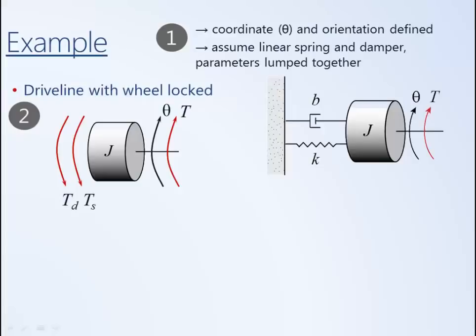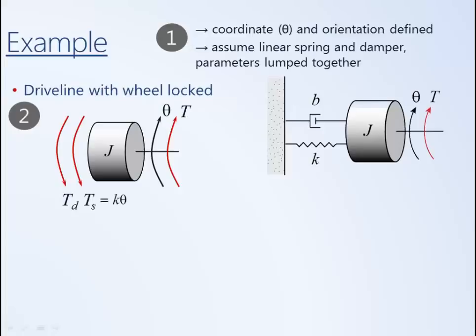And just as we did with the linear springs, the torsional spring torque is proportional to the relative displacements of the two ends. In this case, the one end of the spring has a displacement of theta. The other end of the spring is fixed. So the relative displacement is theta minus 0, which is just theta.